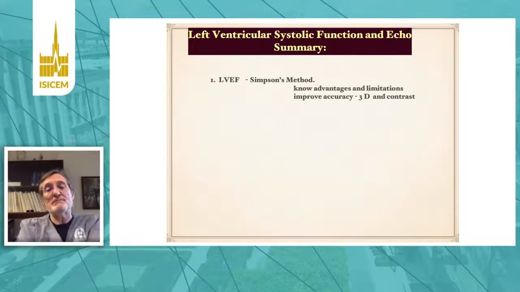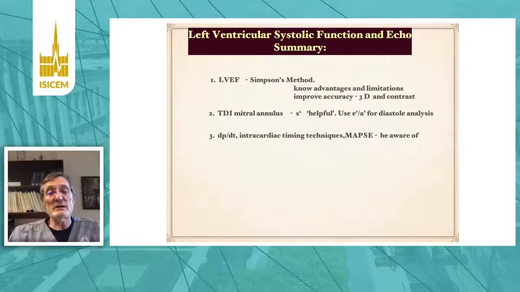And so in summary, if you're going to look at systolic function using the echo, yes, you should be quite comfortable about using Simpson's method. And of course, if possible, if you can find some way of improving the accuracy, then do so. Secondly, you should use tissue Doppler imaging, not necessarily for the S-prime, which is helpful but not that accurate, but to see whether you can get some understanding of the diastolic function, which is an important part of the overall analysis of left ventricular function, particularly cardiac output.